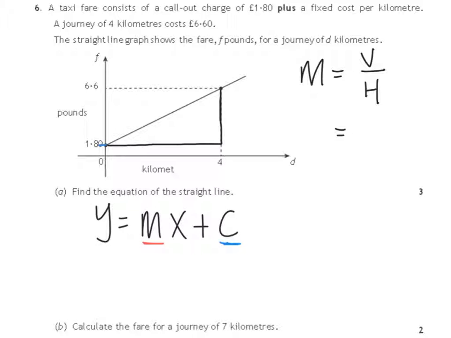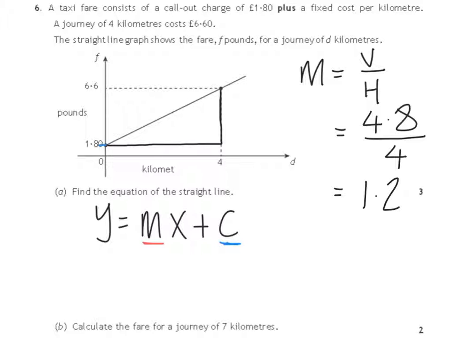which gives us £4.80, which we'll just write as 4.8 while we're doing the calculation, divided by the horizontal distance on our triangle, which is here to here. So that's 0 to 4, so that's just simply 4. So that means our gradient will be 4.8 divided by 4, which gives us 1.2. So now we know our gradient is 1.2.